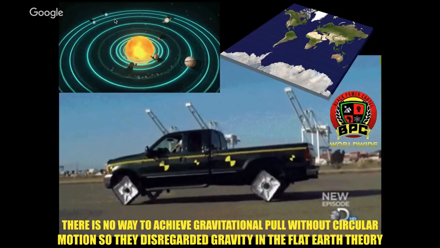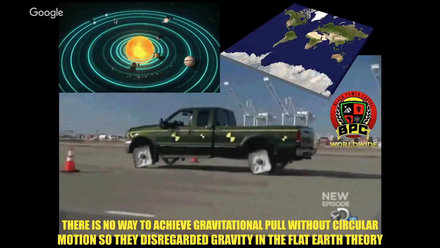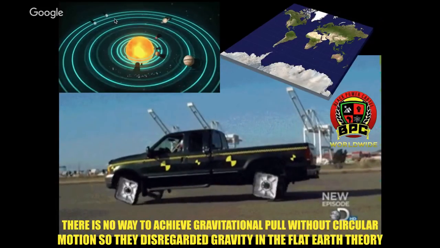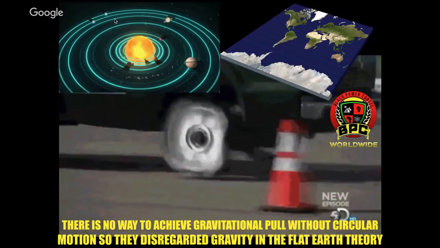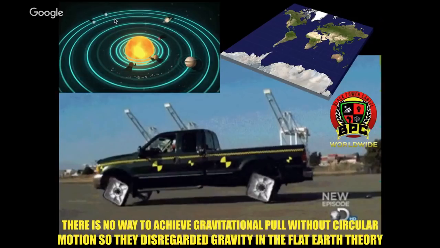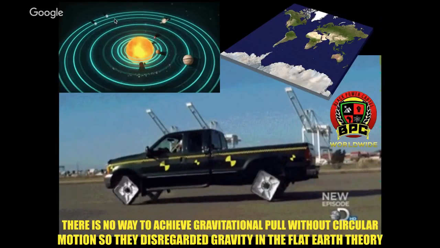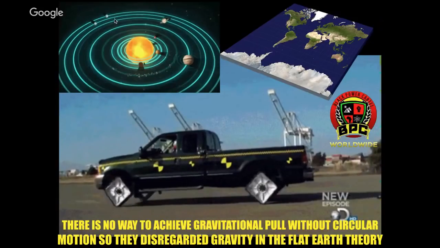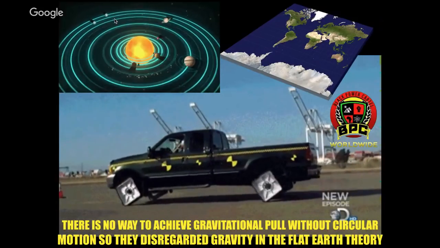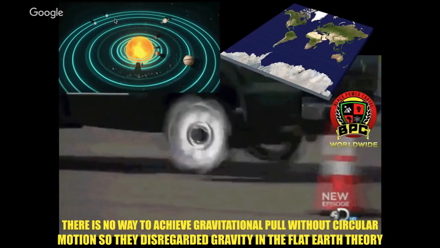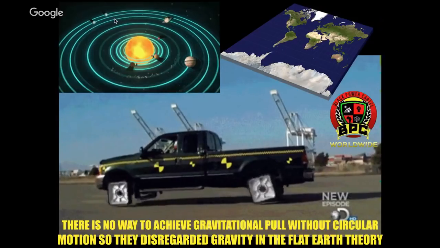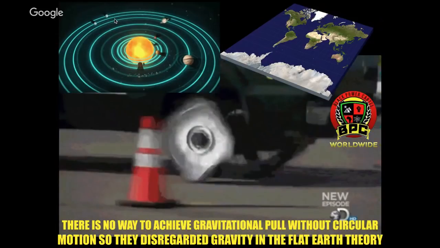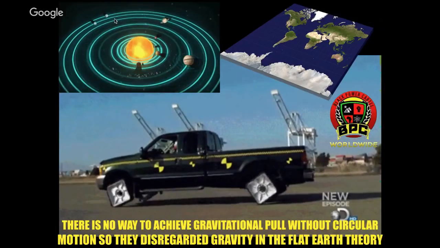There's no way to achieve gravitational pull without circular motion. So they disregarded gravity in the flat earth theory. Because if it's square, if it's got edges, if it's a quadrilateral, because the quadrilaterals have four corners too. Okay, all quadrilaterals have four corners. Okay, the only way you could get gravitational pull is with something that's circular or spherical. You had to disregard gravity in the flat earth theory for the fact that it said that it was square, that it had corners. And you can't get centrifugal force from a goddamn square. So you say ain't no gravity.